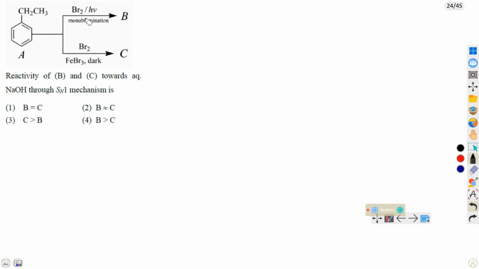Ethyl benzene reacts with bromine in the presence of sunlight. Bromine in the presence of sunlight favors allylic or benzylic substitution. Remove the benzyl hydrogen, and in its place substitute bromine.